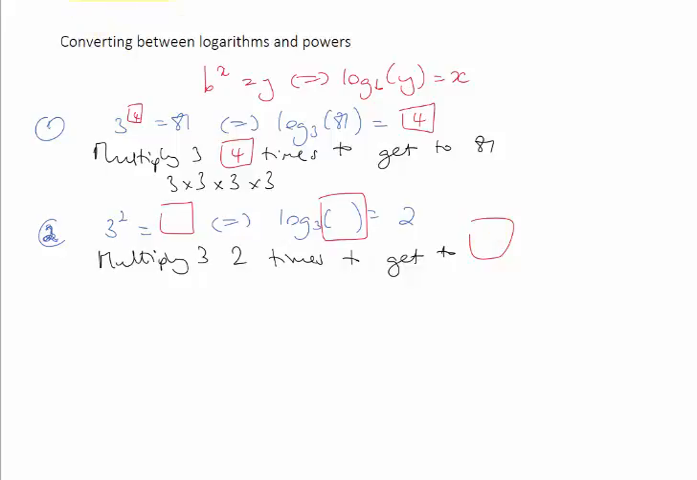So here I'm going to say 3 times 3 is equal to 9, or 3 to the power 2. So here we can fill in that you have to multiply 3 2 times to get to 9. So 3 squared is equal to 9, and the log in base 3 of 9 equals 2.